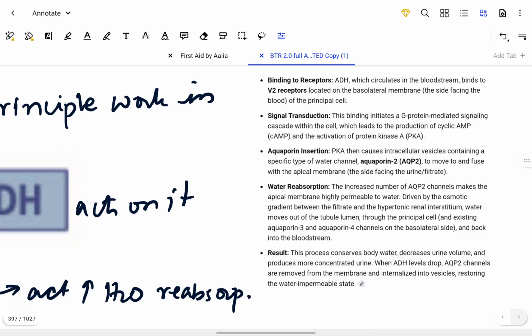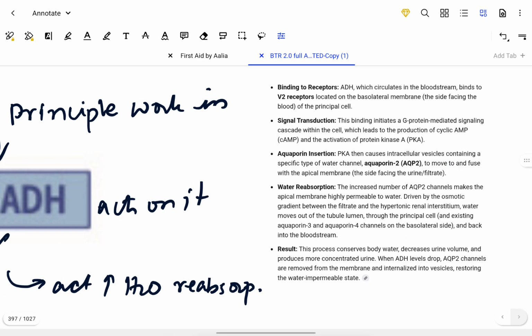So it causes water reabsorption. It prevents the diuresis. ADH prevents the diuresis. It causes reabsorption, highly permeable to water. Okay, so now aquaporin 2 is making it highly permeable.